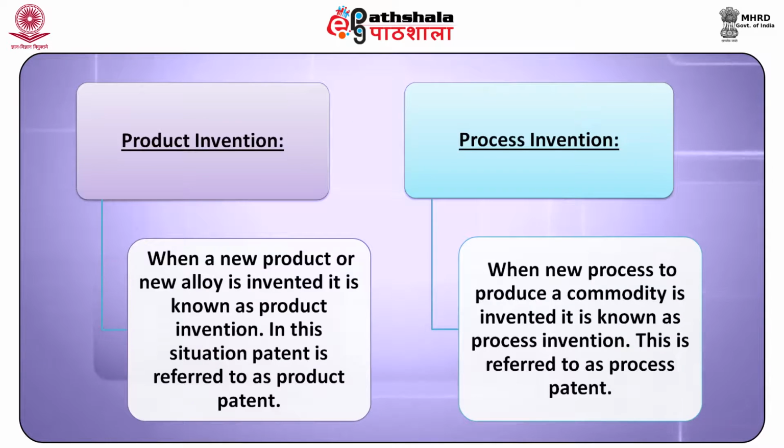Inventions can be divided into following categories. Product invention. When a new product or new alloy is invented, it is known as product invention. In this situation, patent is referred to as product patent. Next, process invention. When new process to produce a commodity is invented, it is known as process invention. This is referred to as process patent. Patent Act process patent and for product like food, pharmaceutical and chemicals. The inventors were granted only EMR, exclusive marketing rights.